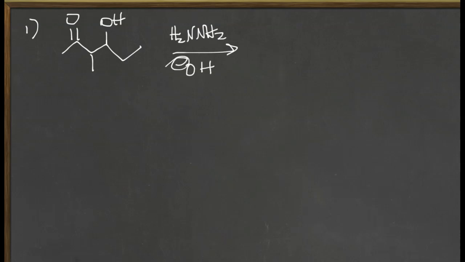Problem number 1. This doesn't work. Why not? What we're trying to do here is carry out a Wolff-Kishner in the presence of strong base, hydroxide, and heat. It does not successfully reduce the carbonyl. What happens?